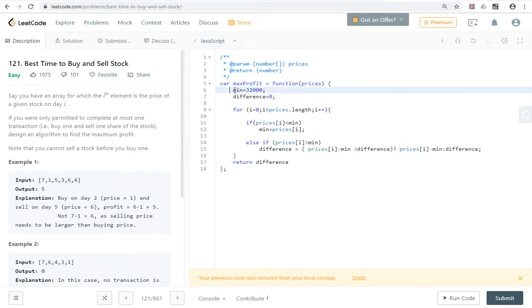I create a variable min, which will track the minimum price. I set it really high, and then as I go through each index over here, I'll reset the minimum to be the lowest price that I want. So I create a for loop, looping through the length of the array.